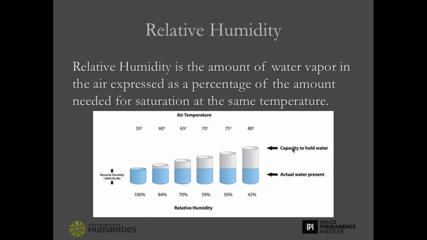Relative humidity is a measure of the amount of water in the air compared with the maximum amount that can be in the air at that temperature. So in short, it represents how saturated the air is with water vapor. Temperature and relative humidity are related. Warmer air can hold more water.